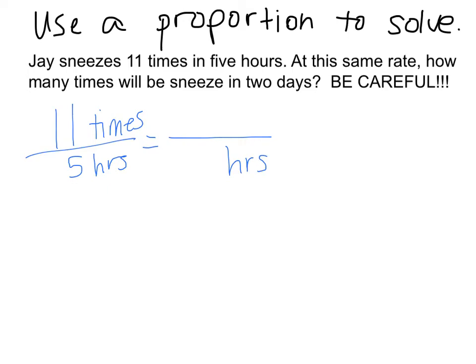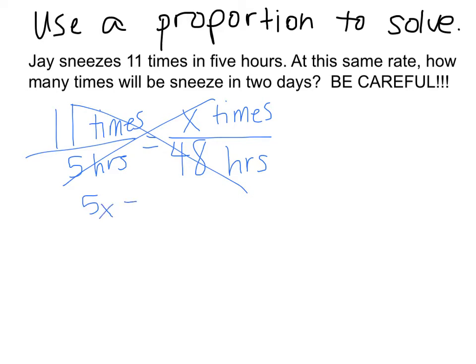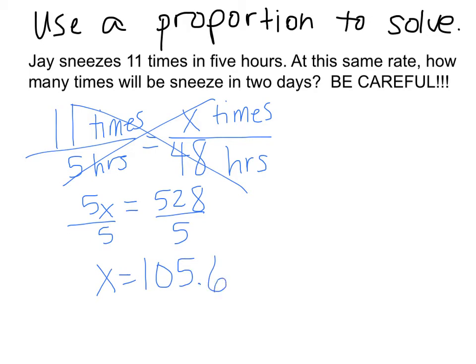Well, 1 day is 24 hours, so 2 days are 48 hours. And we want to know how many times he would sneeze in those 48 hours. So I'm going to cross multiply. So I'm going to go here and here. So I get 5x over here equals 528. Divide both sides by 5. And x equals 105.6 times, or 105.6 sneezes would be an acceptable unit as well.